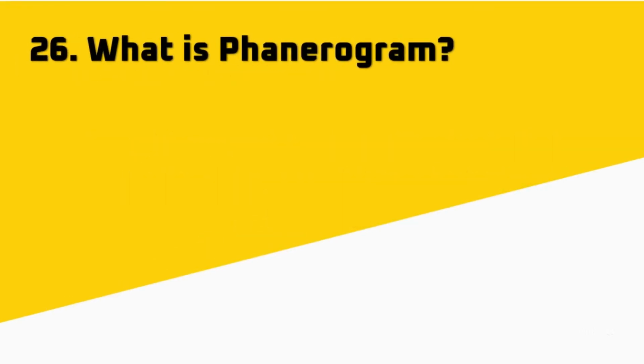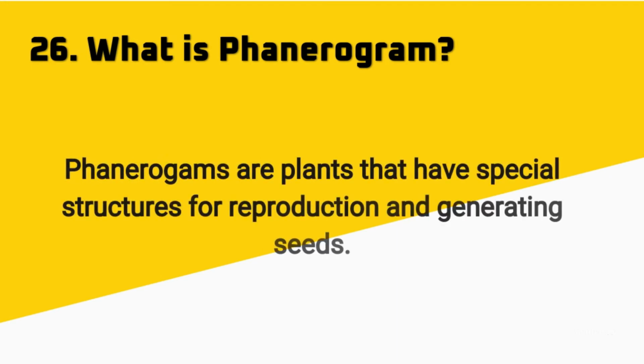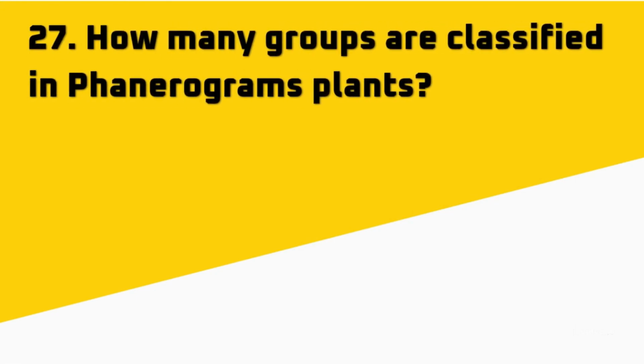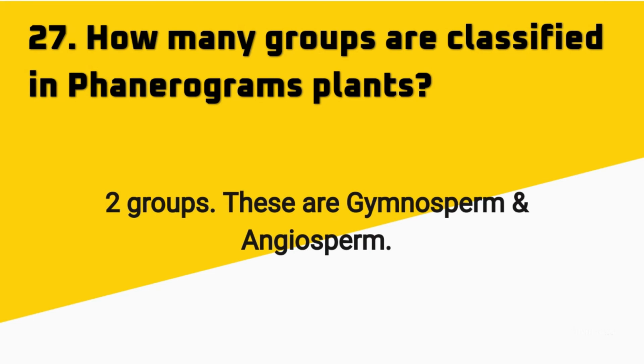What is Phanerogram? The answer is these are plants that have special structure for reproduction and generating seeds. How many groups are classified in Phanerograms plants? These are two groups. These are Gymnosperm and Angiosperm.